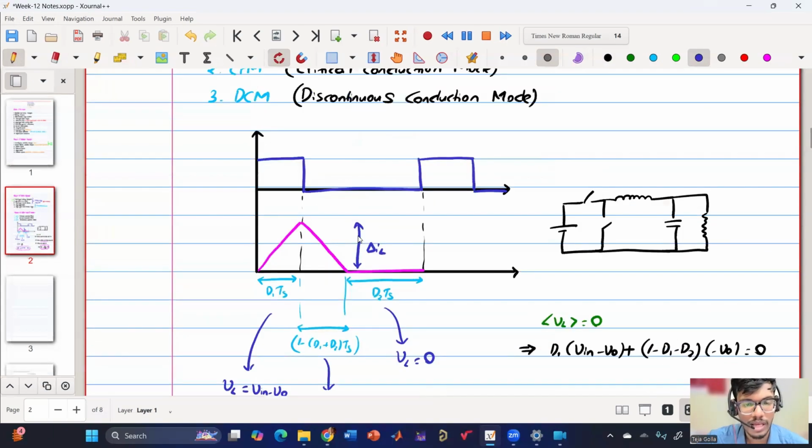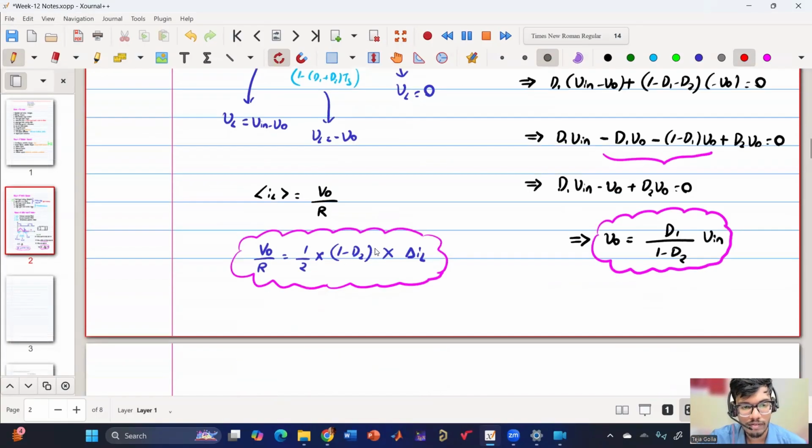So one expression we are getting from the average current. The average current is this. This is my I0, and then we have obtained this expression. Is that clear? Whoever has asked. Yes, sir.